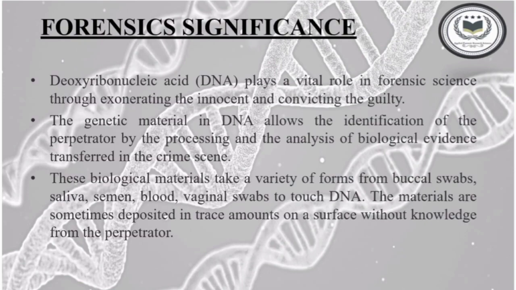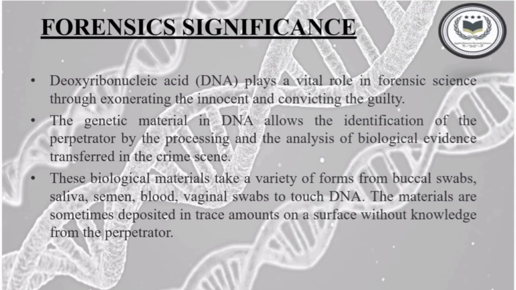Whatever we have discussed earlier are the importance and functions of DNA in general life, but what is the forensic significance of DNA? In the forensic science field, DNA plays a vital role because it is used to prove the innocent and convict the guilty. It is also used in the identification of a person because it acts as biological evidence as it is transferred from one crime scene to another. For example, a hair sample can be used for the identification of DNA, and it can further be used to identify the person.